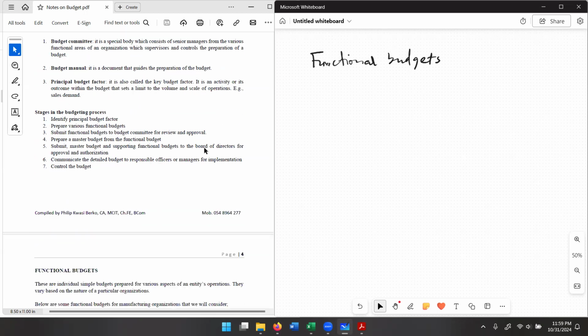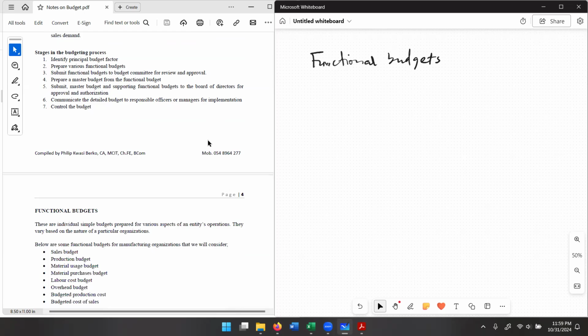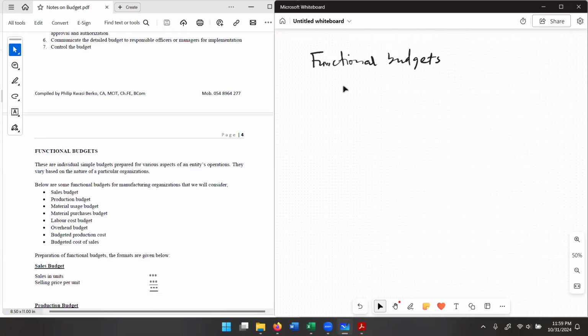So that is that with the written aspect. Please, you can read through. So for the sake of this class, functional budgets will be looked at. So now let's look at how to prepare functional budgets. So for functional budgets, we'll be looking at budgets like the sales budget.